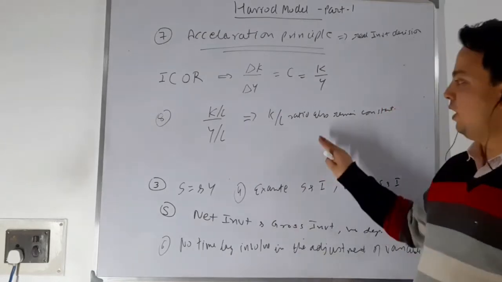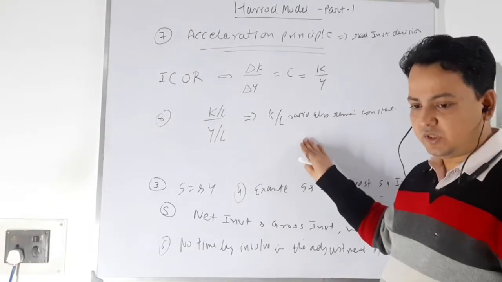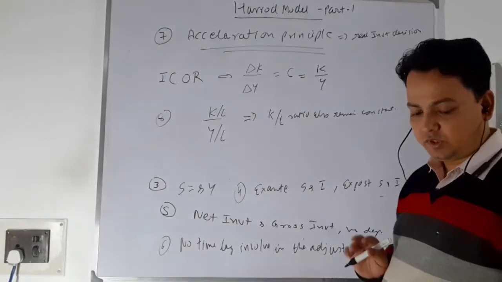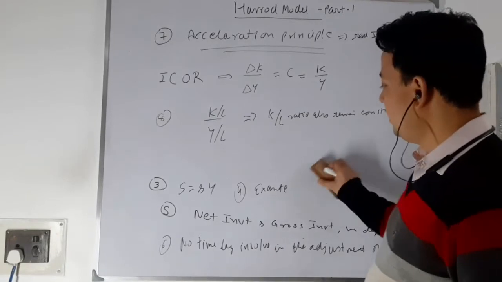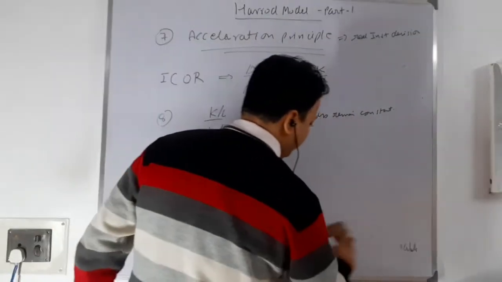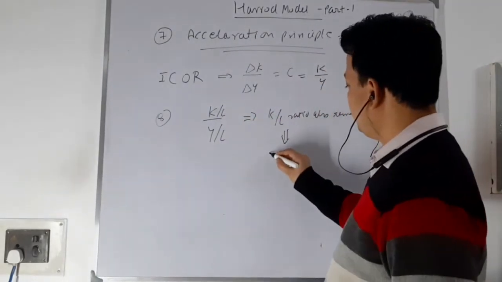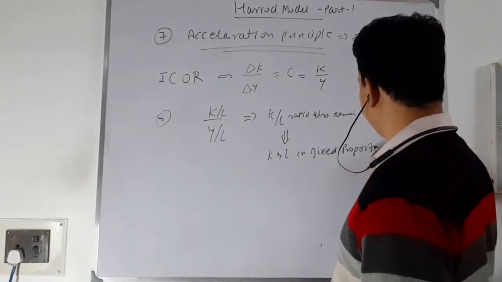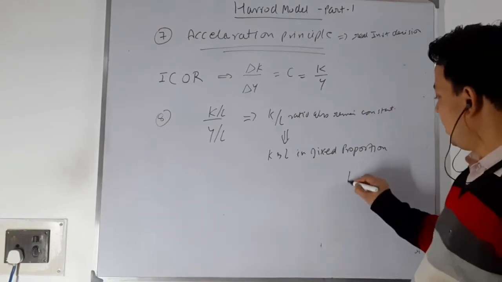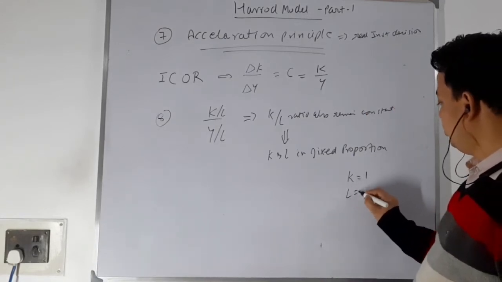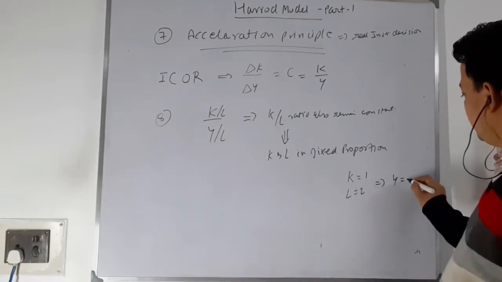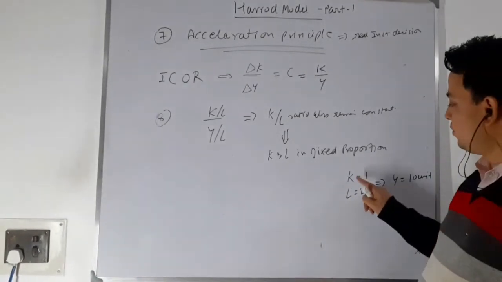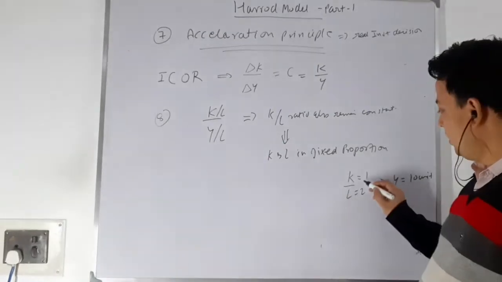Now, when I am taking capital labor ratio to be constant, it has an important bearing on the kind of production function that we are assuming. That means we are using capital and labor in fixed proportion. Suppose I require 1 unit of capital and 2 units of labor to produce, say, 10 units of output. So I require this in fixed proportion. This capital labor ratio is how much? 1 by 2.